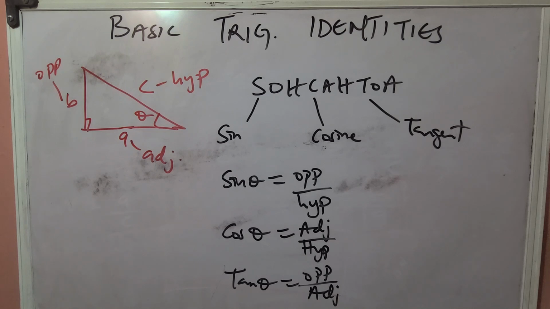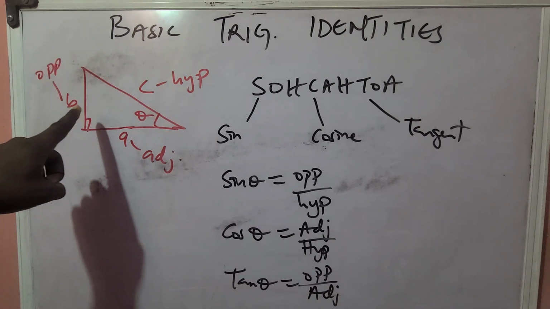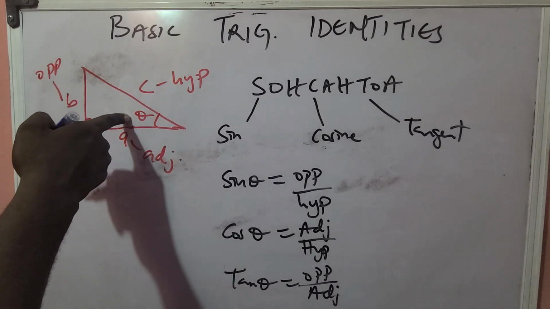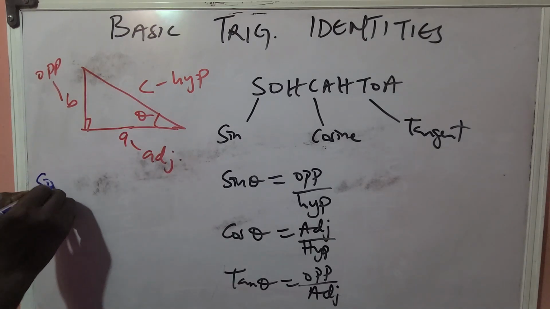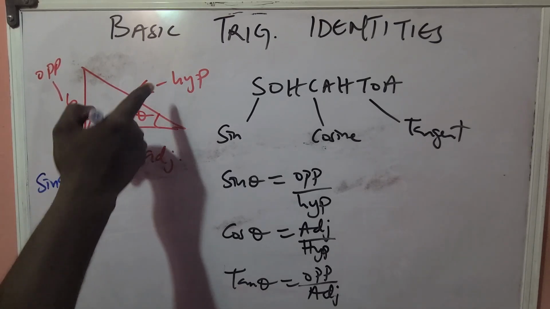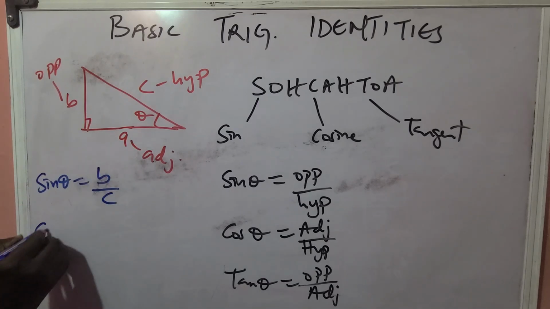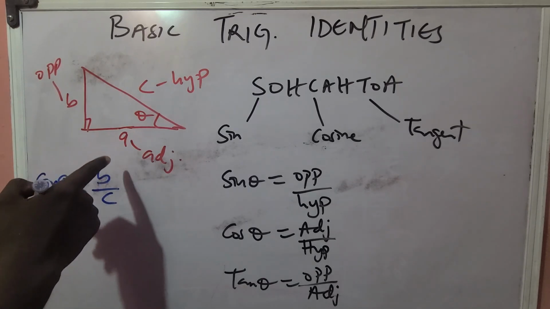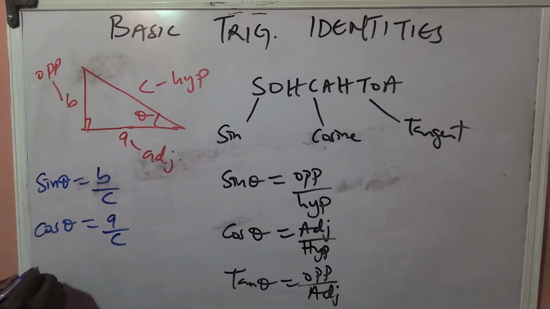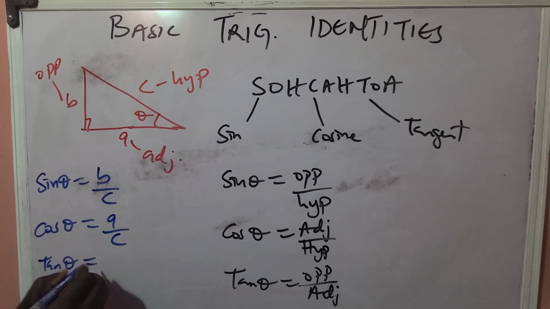Let's quickly apply that to our right angle triangle. If we decide to solve for the sine of this particular angle theta in this right angle triangle, our sine theta will be equal to the opposite, that will be B over the hypotenuse, that is C. Then our cosine of theta will be equal to A over C. And then the tangent of angle theta will be equal to B over A.